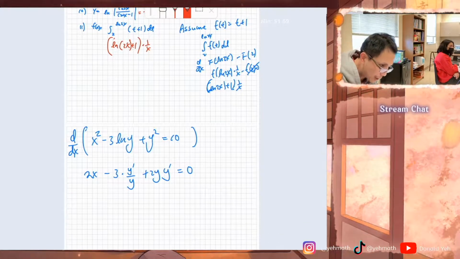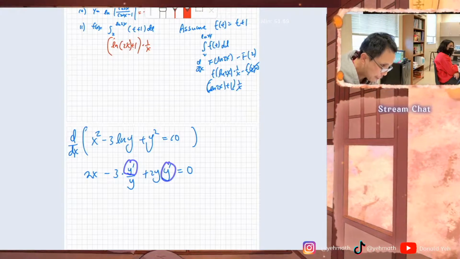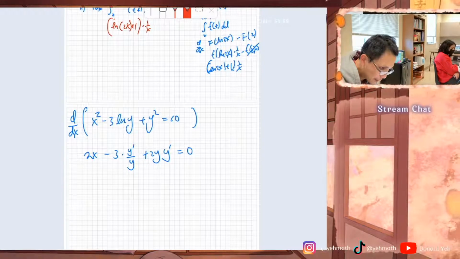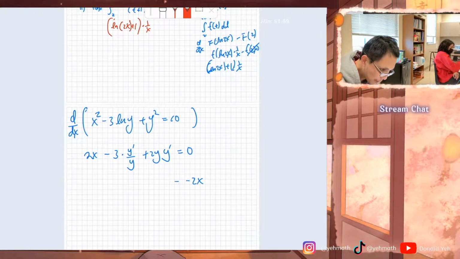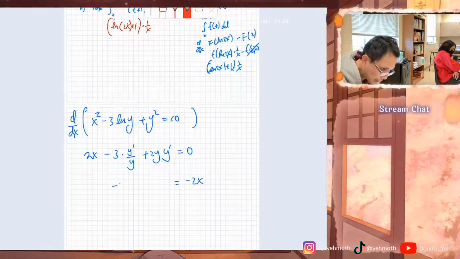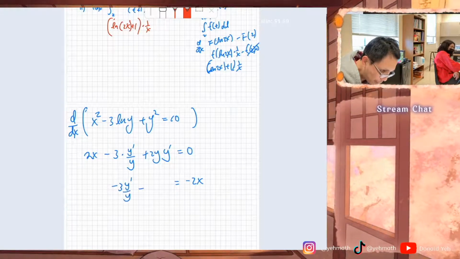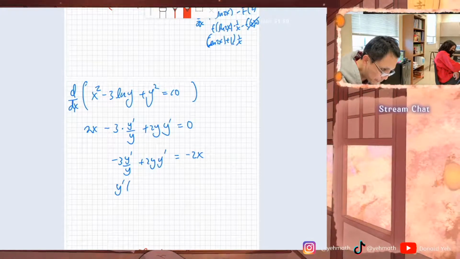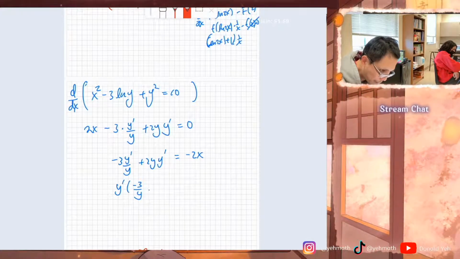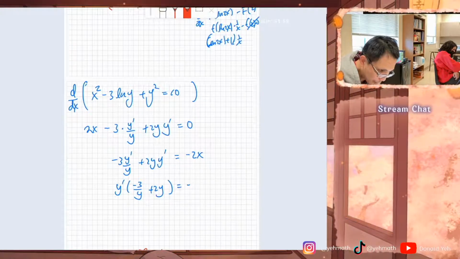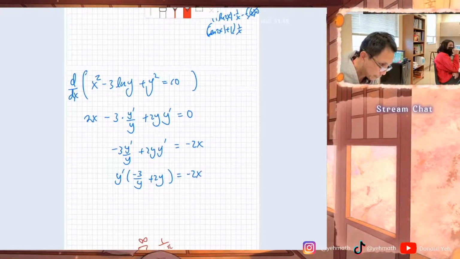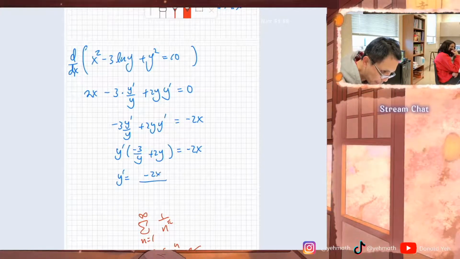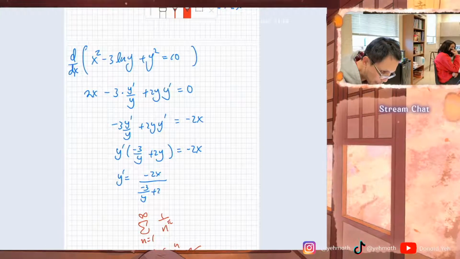Now, what we're going to do is isolate y prime. So that means everything else that doesn't have y prime moves to the right hand side. So that's going to be negative 2x is equal to negative 3 y prime over y plus 2y y prime. You can factor out a y prime. That's equal to negative 3 over y plus 2y, is equal to negative 2x. Now I can do y prime equal to negative 2x over negative 3 over y plus 2y.